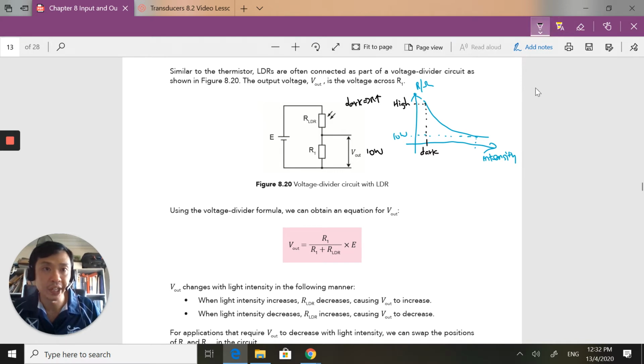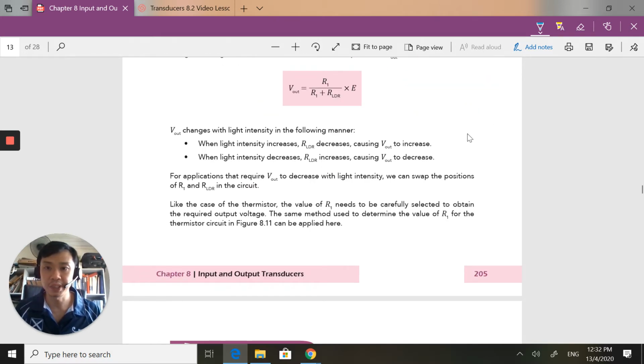But when it goes bright, the resistance becomes low. And when this resistance is low, it means that the voltage across it is decreased. It goes low as well. And if the voltage here goes low, the V out goes high. So this is how it works. The explanation for this is here.